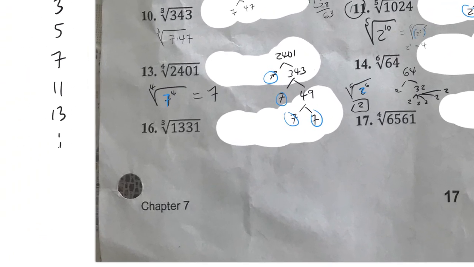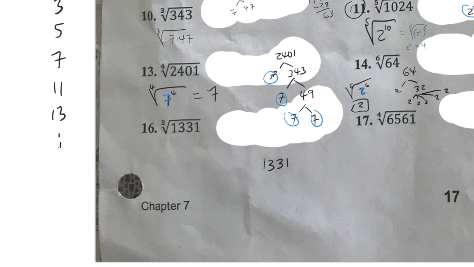Looking at this one, 1, 3, 3, 1. Is that divisible by 2? No. Is that divisible by 3? I don't know. We have 1 plus 3 is 4, plus 3 is 7, plus 1 is 8. So that doesn't really help us. Let's see. Is 1331 divisible by 5? No, it is not. It might be divisible by 7.